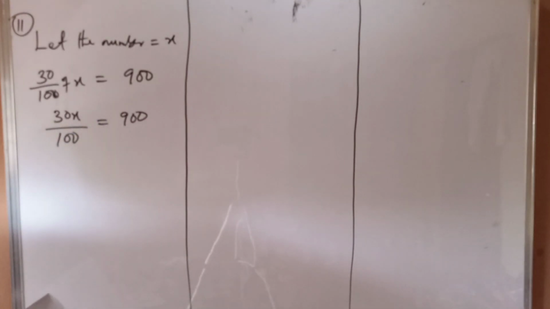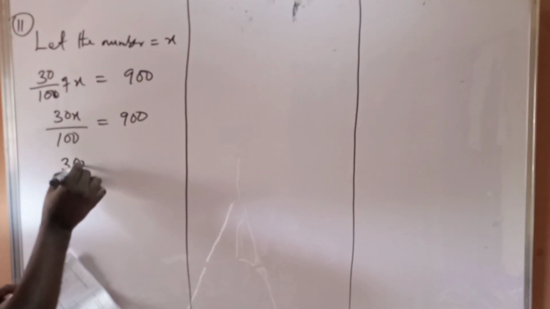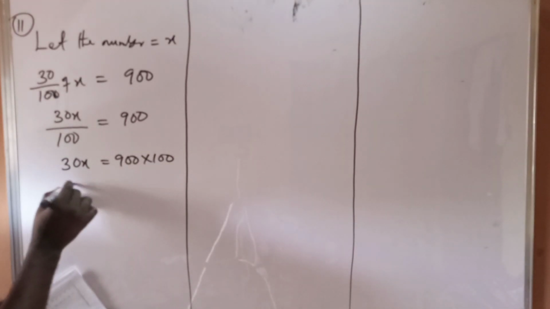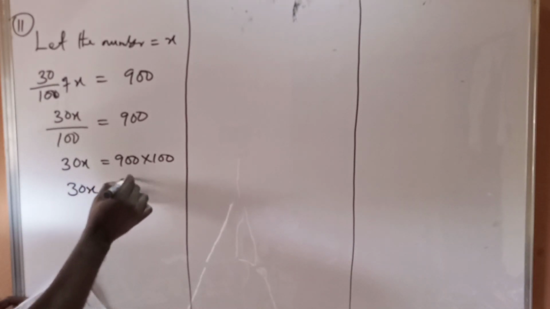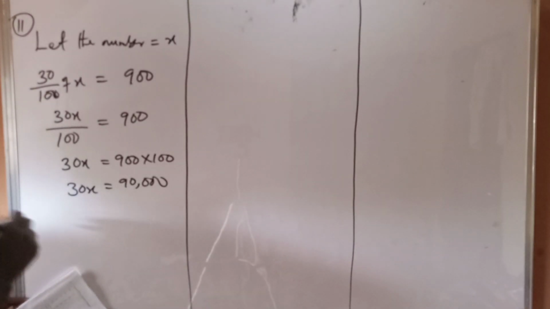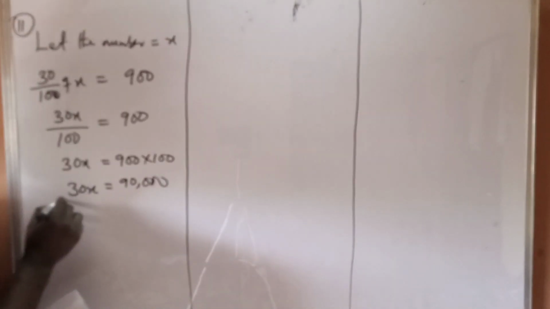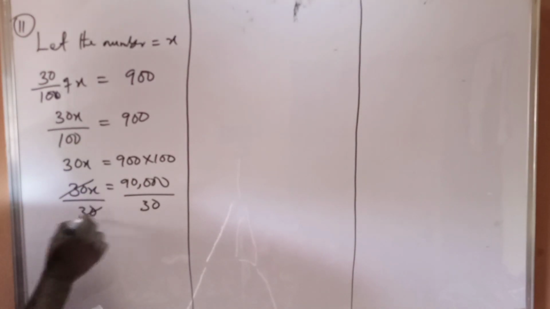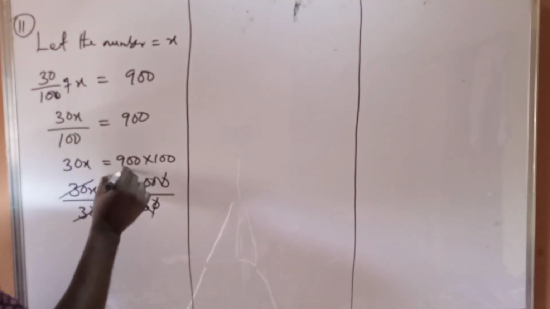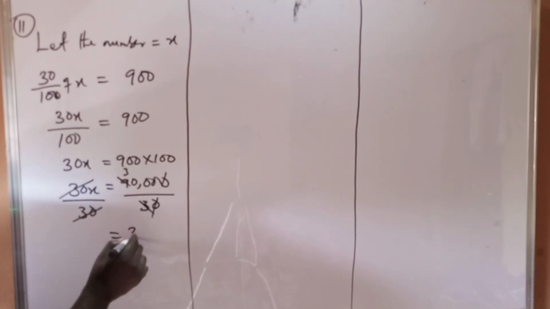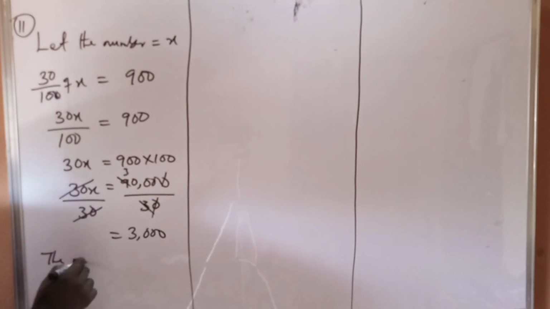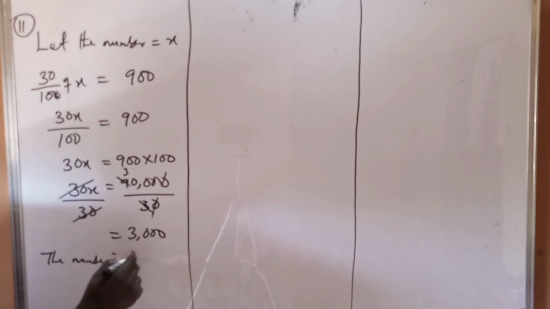So we can multiply both sides by 100. In this case, we're going to have 30x equals 900 multiplied by 100. So this will give us 30x equals 90,000. The next stage is to divide both sides by 30. So this cancels this. 0 cancels 0. 3 here 1, 3 here 3. So therefore we have 3,000, which means the number is 3,000. So that is option E.